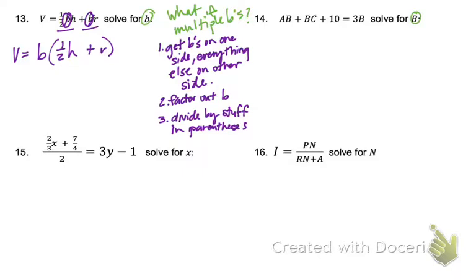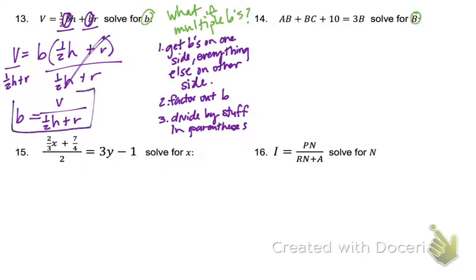Divide by the stuff in parentheses and leave it be. Okay? If I divide by the stuff in parentheses, 1/2 h plus r, 1/2 h plus r, this cancels, and my final answer is b equals v over 1/2 h plus r. And leave it as is. I'm done.